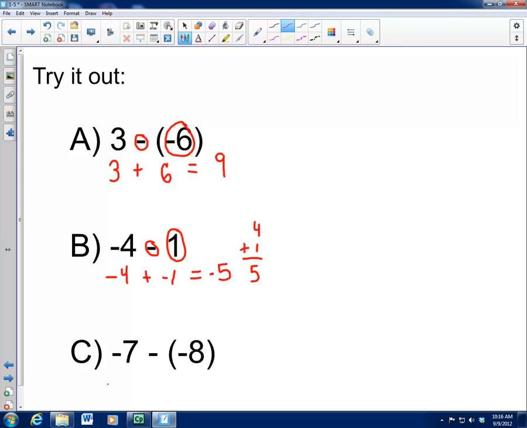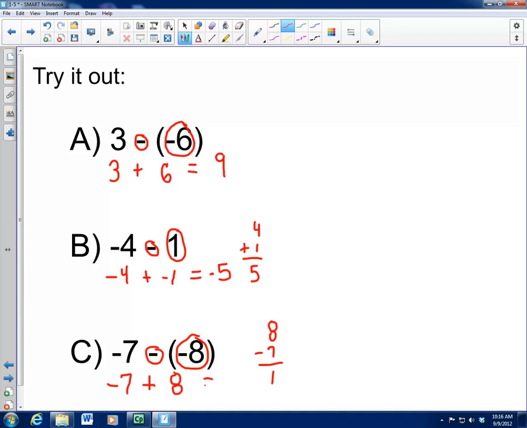Again, we're going to keep that -7 the same. We're going to switch that minus to a plus. Then we're going to switch this -8 to its opposite, which would be +8. And we're going to use our integer rules to solve that. Well, 8, -7, our signs are different, so we have to subtract. So I'm going to have to do 8 minus 7. That obviously gives me 1.